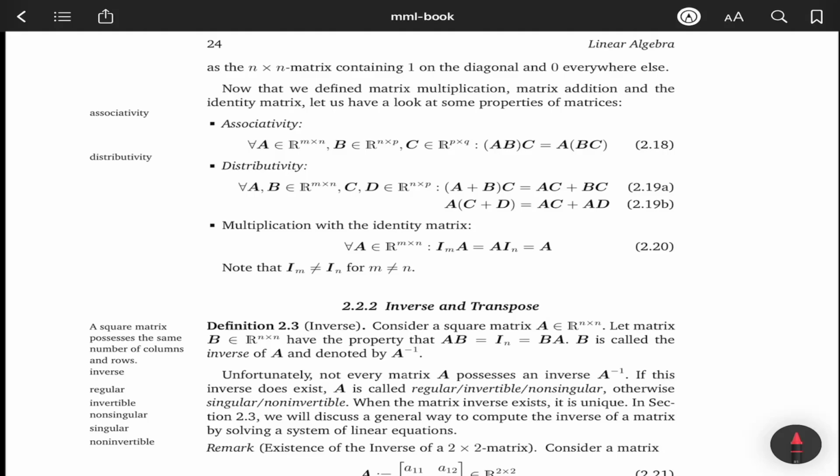Associativity. For all matrices A in M times N, and given that there is a matrix B with N times P and C P times Q, we can say that if we multiply A times B first and then we multiply it with C, it's the same as if we multiply BC first and then with A.